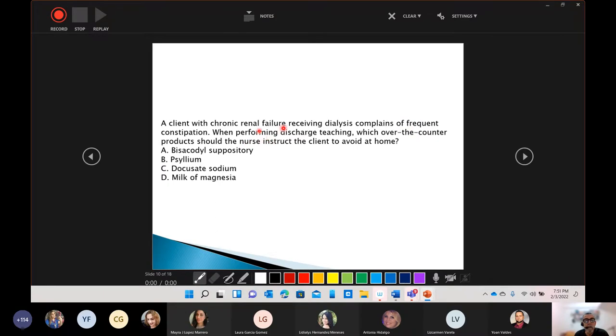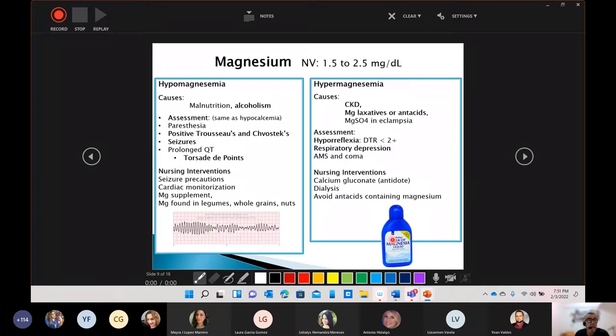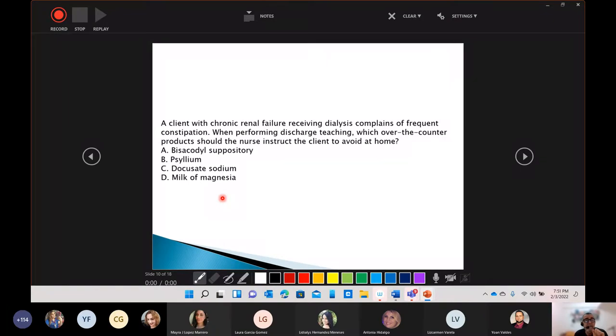When performing discharge teaching, which over-the-counter product should the nurse instruct the client to avoid at home? If they have a problem with magnesium, they should not be taking what? Milk of magnesia, because it will increase the magnesium. This is the way that it is tested in English.